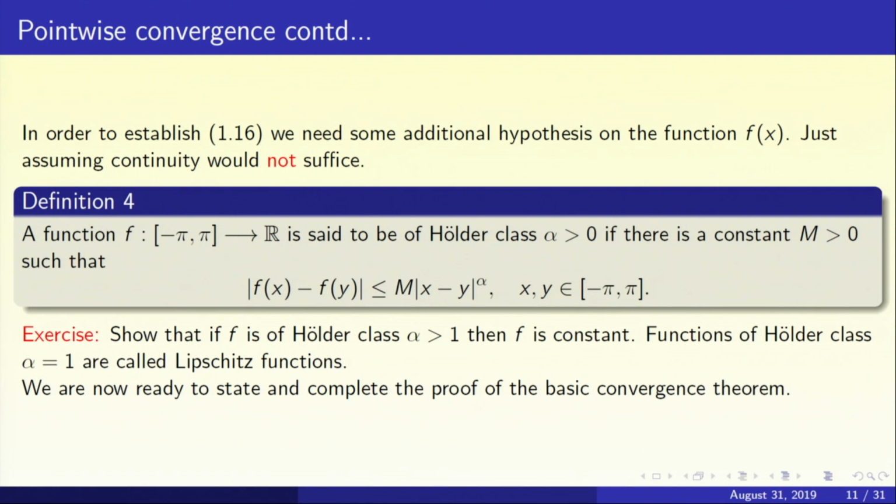That is, the function is said to be of Holder class alpha. Show that if a function f is of Holder class alpha bigger than 1, then f is constant. If the Holder exponent alpha exceeds 1, then the function is constant. If the Holder exponent alpha is 1, such a function is called a Lipschitz function.